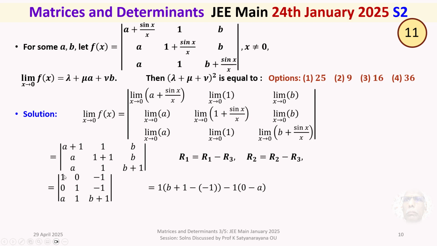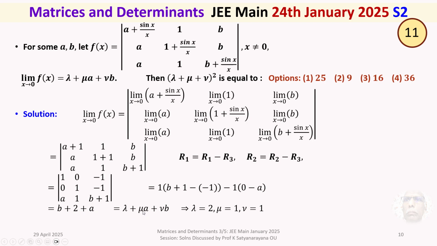Now expand by the first row. So you will get this one. Expand this. You will get b plus 2 plus a. This is given to be lambda plus mu a plus nu b. Lambda is constant. Lambda is 2.